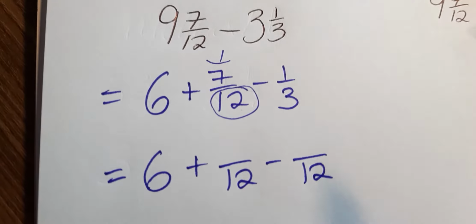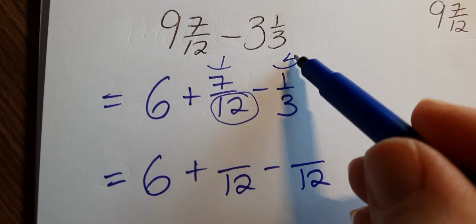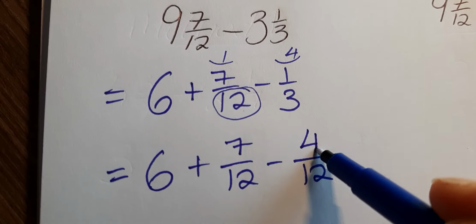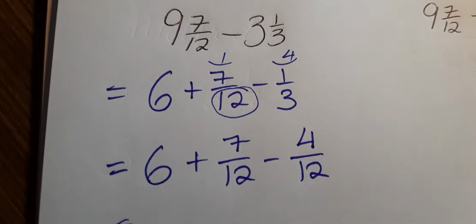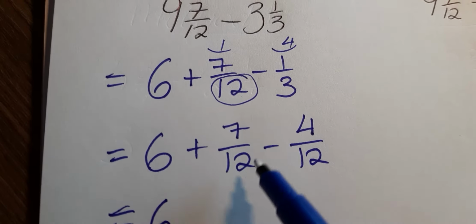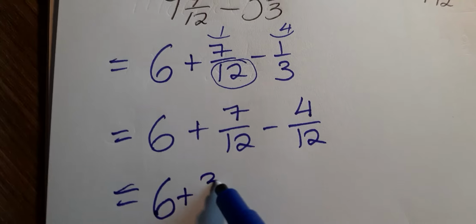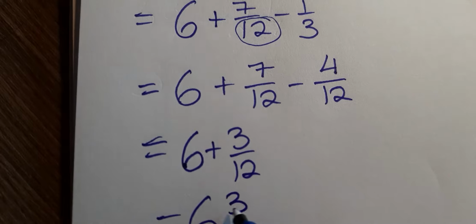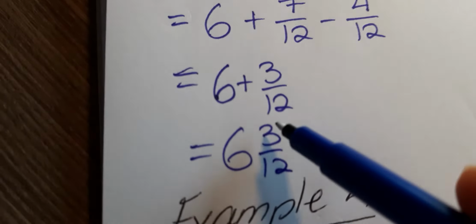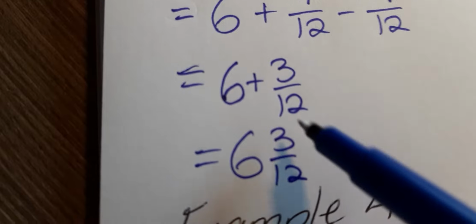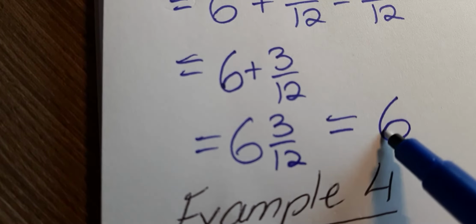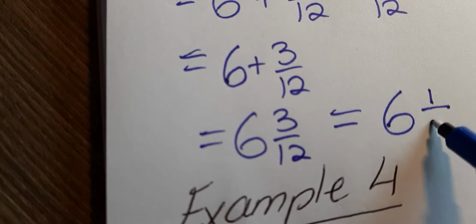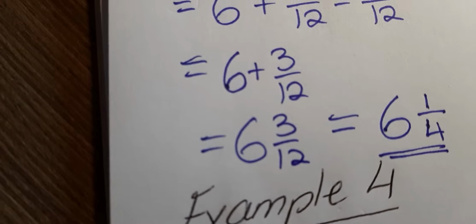So 12 into 12 goes once. 3 into 12 goes 4 times. 7 times 1 is 7. 4 times 1 is 4. So we made them both into 12ths. So it's 6. And then we have 7 twelfths minus 4 twelfths, which is 3 twelfths. 6 and 3 twelfths. We notice here that 3 and 12 both divide by 3, so this actually simplifies. So it's 6. 3 divided by 3 is 1. 12 divided by 3 is 4. So 6 1/4.